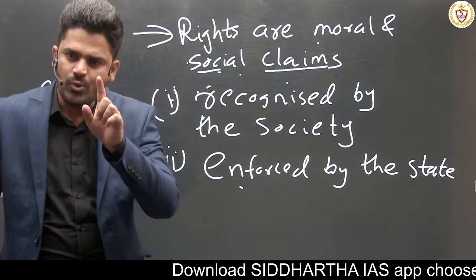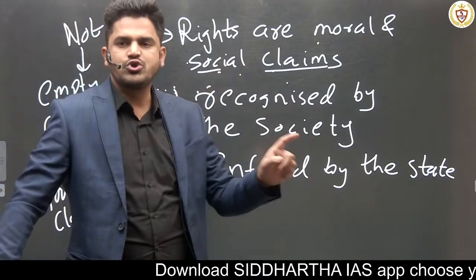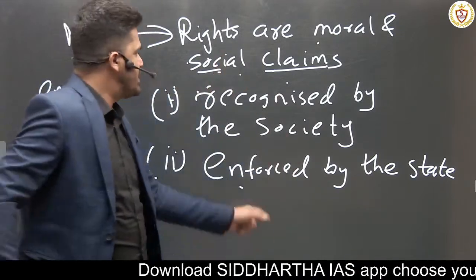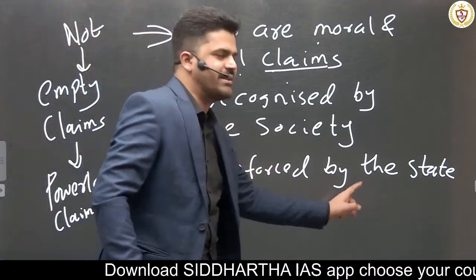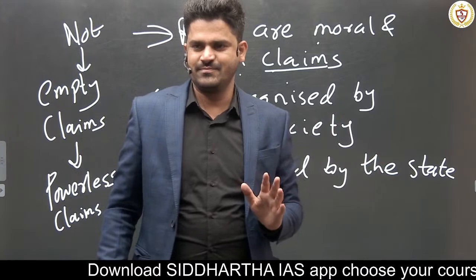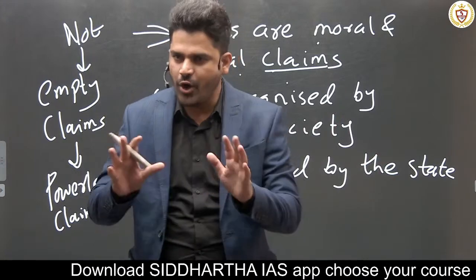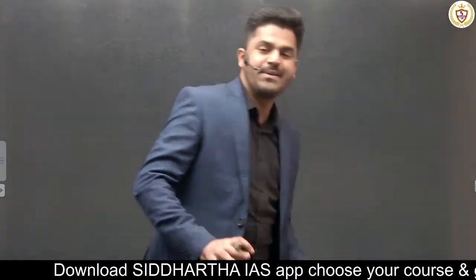Understood? So rights are those social claims, number one, which are recognized by the society, and number two, which are enforced by the state. Got it? So this is the complete definition of rights.